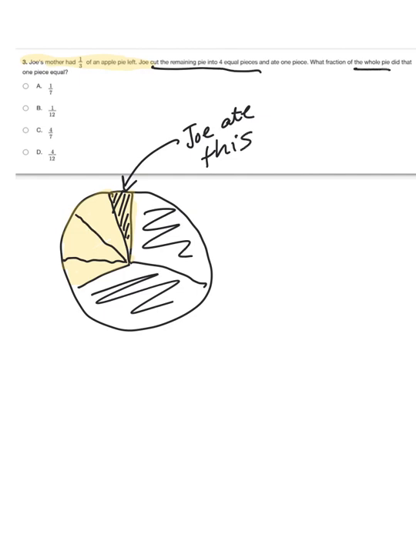What fraction of the whole pie did that 1 piece equal? So we're going to take 1/3 and divide it into 4 equal pieces. We can solve this by multiplying by the reciprocal. Our first number is going to stay the same, 1/3. Don't have to change it. Our division sign is going to change to a multiplication symbol.